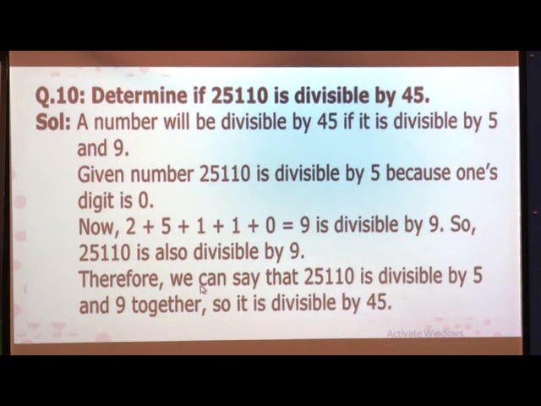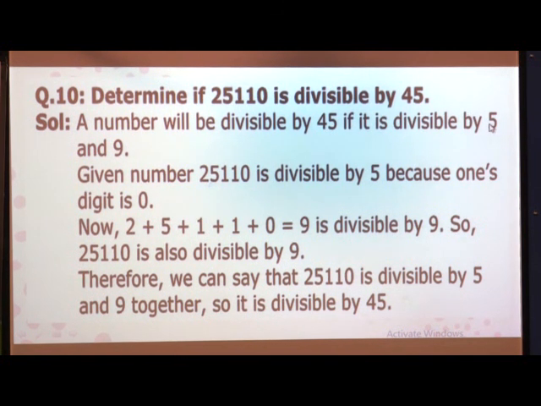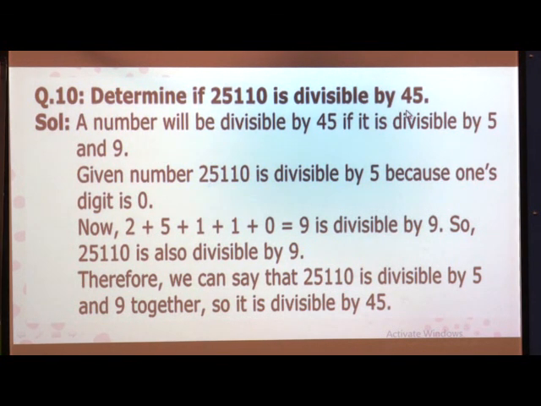Next, determine if the given number is divisible by 45. A number will be divisible by 45 if it is divisible by 5 and 9. Now we have to find whether the given number is divisible by 45. In order to find that, we have to see if it is divisible by 5 and 9, because 5 nines are 45. If it is divisible by 5 and 9, then the number is divisible by 45.